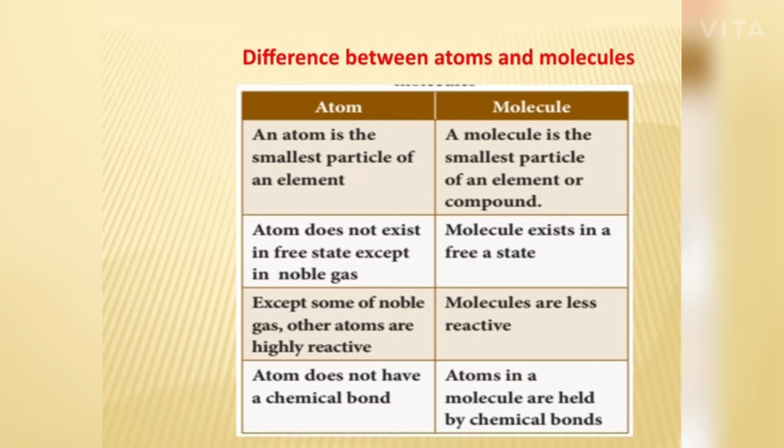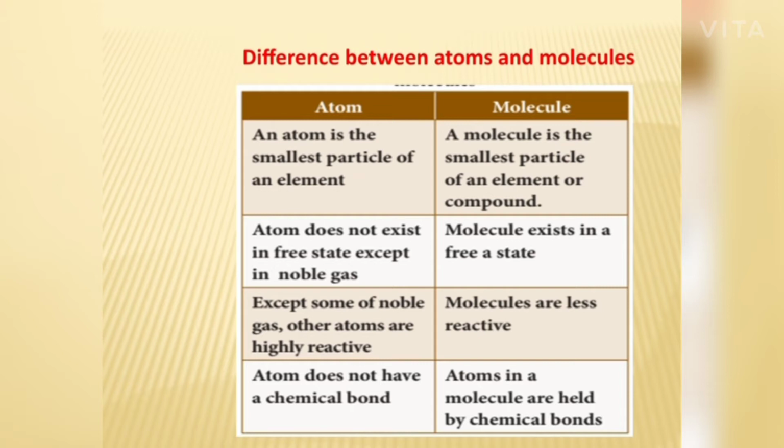So, atoms do not exist in the free state except in noble gases. Noble gases only exist in the free state, but molecules exist in the free state. Except for some of the noble gases, other atoms are highly reactive. Why are noble gases chemically inactive?